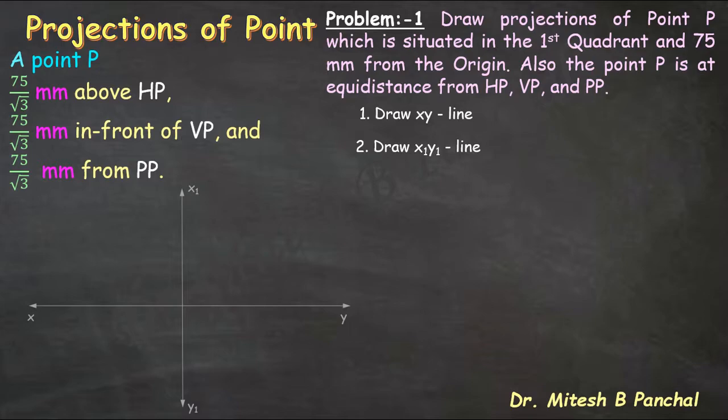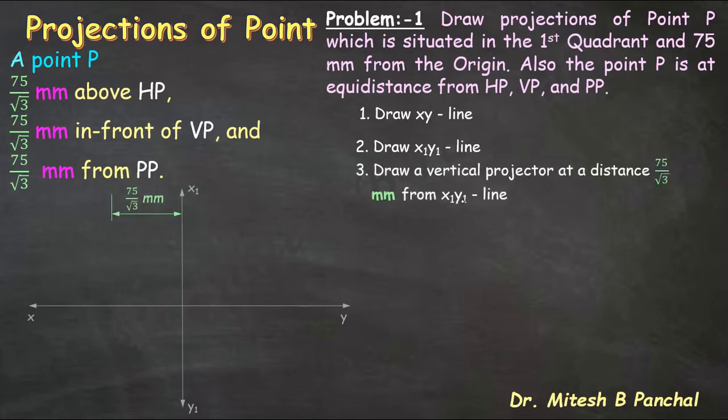Intersection of XY and X1 Y1 line is nothing but the origin. As per point 3, for a point, front view and top view are on the same vertical projector. So for the front view and top view, the vertical projector will be drawn at a distance 75 by root 3 mm from X1 Y1. So draw a vertical projector at a distance 75 by root 3 mm from X1 Y1 line.